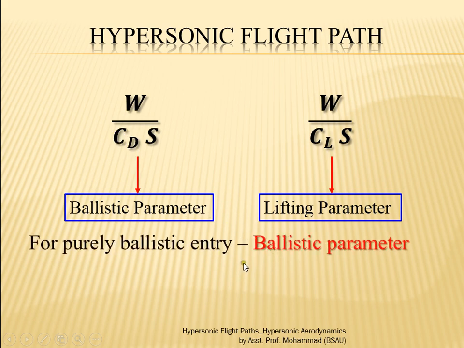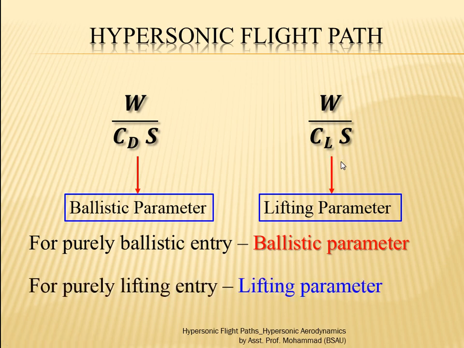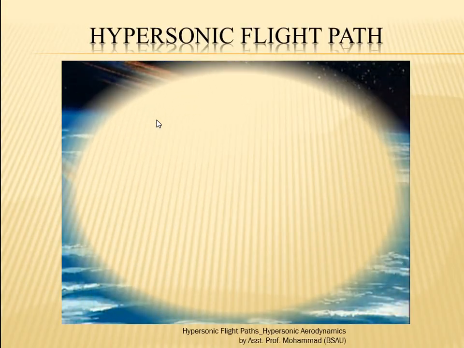For a purely ballistic entry, suppose during re-entry the vehicle is designed to re-enter with a purely ballistic type of re-entry, the ballistic parameter becomes very important. We have to take care of this design very carefully, and the lifting parameter is not that important, so some kind of compromise is possible. But in the case of a purely lifting entry, the lifting parameter obviously becomes more important, and the ballistic parameter can be ignored if it is giving some difficulty. Let us see some vehicles which have these kinds of characteristics.